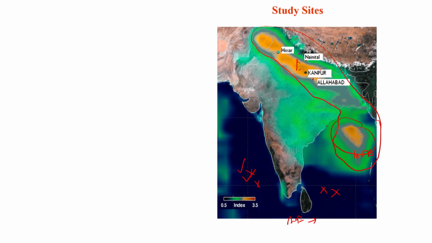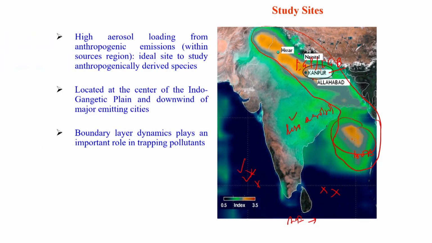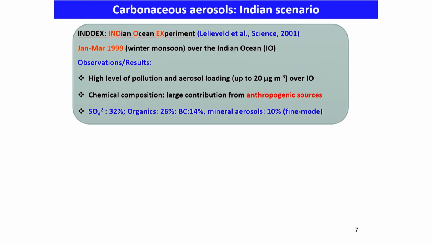This belt is called the Indo-Gangetic plain, or sometimes people call it the Indo-Gangetic basin. You have lots of aerosols in these basins compared to, if you see here, it is greener, so less aerosols. But on the other side, you have lots of aerosols here. This becomes very important, why it is happening. We will see why it is like this.